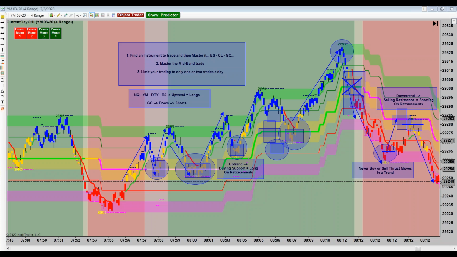All right, cleaning off the chart. I don't see any more questions. Chart being erased right now. There we go. Gone. Boom. Just like that.